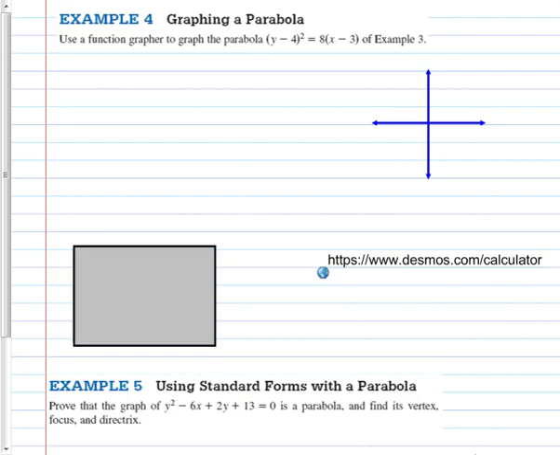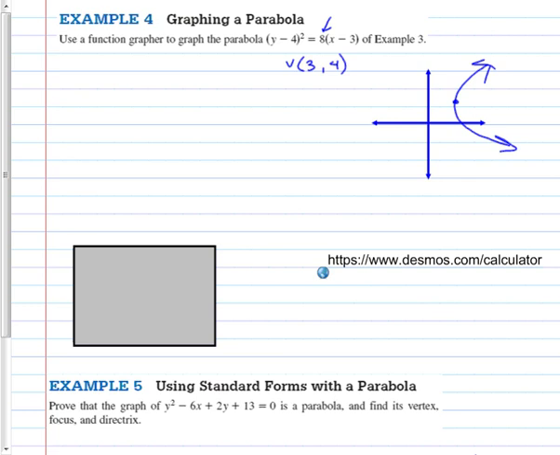Use a function grapher. We're going to use a calculator in a minute to graph this parabola, as in example 3. Well, we already know what it looks like. The vertex was at (3, 4), and it's a y squared with a positive value, so I know it opens to the right. So we should get something like this.